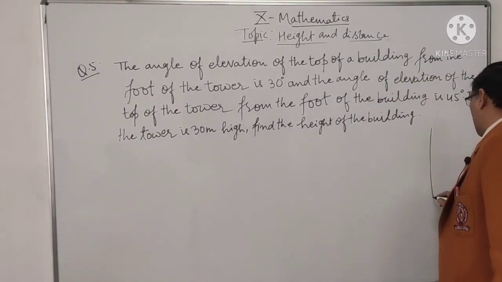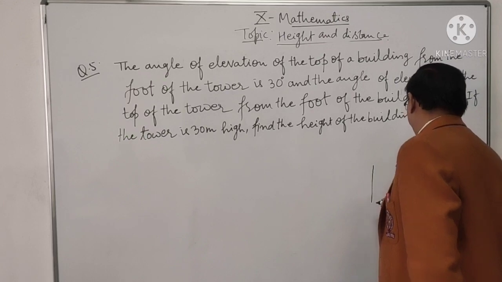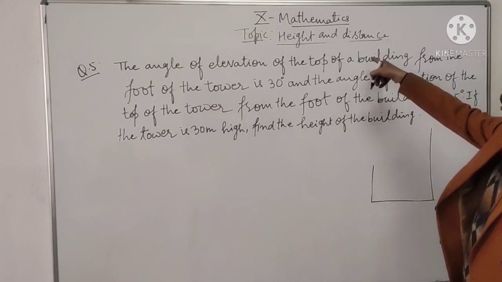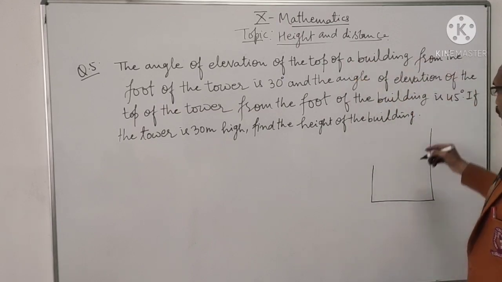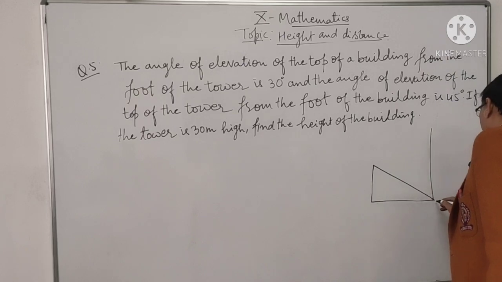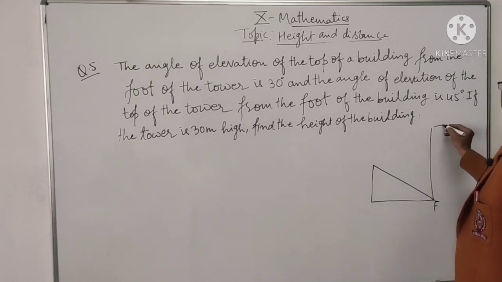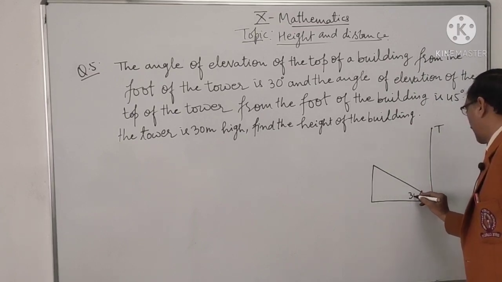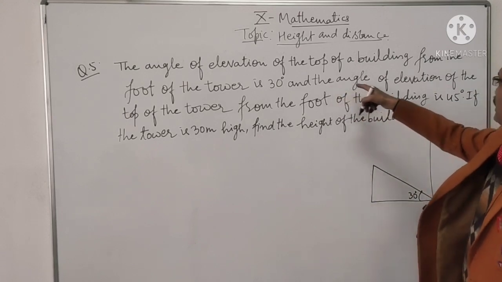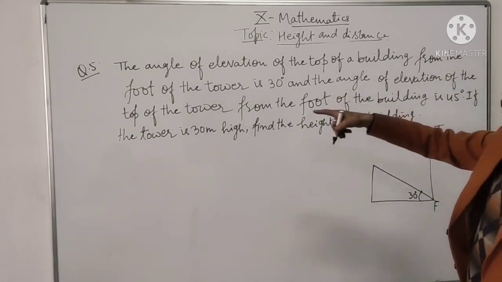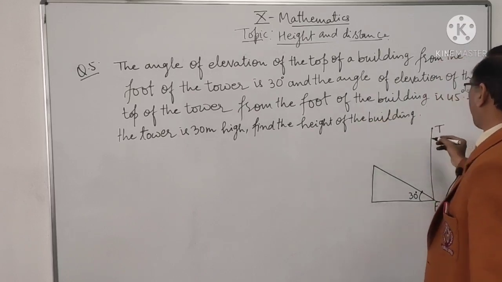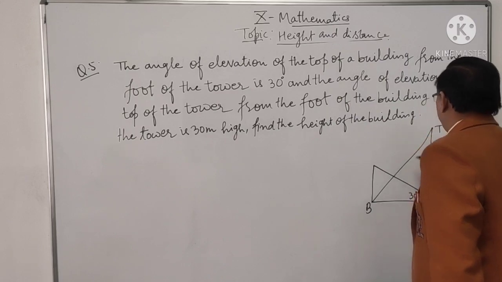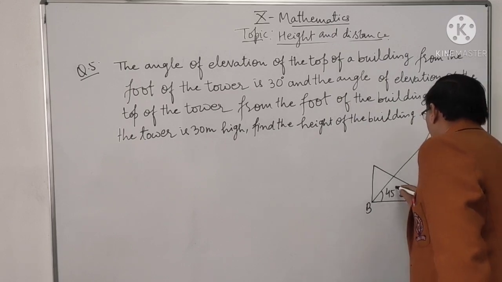So student, let this be the tower, there is the building. The angle of elevation of the top of the building from the foot of the tower. Let this be the foot of the tower. It is the top of the tower. The angle of elevation is 30 degrees. And the angle of elevation of the top of the tower from the foot of the building. It is B. This angle is 45 degrees.